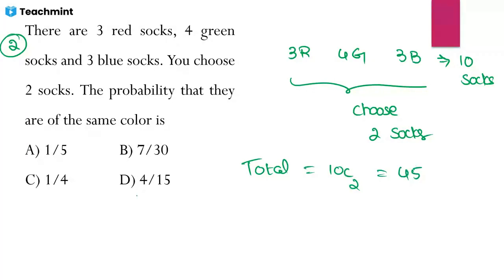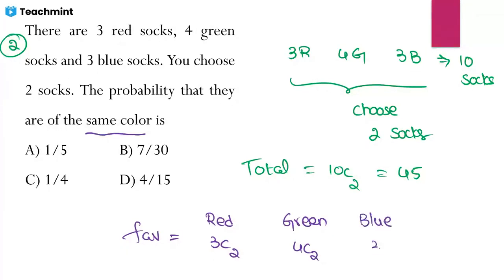Total is 45. What is favorable now? Favorable, they have given same color required. Now, we need to choose two, but same color required. You can choose from red, so 3C2. You can choose from green, 4C2. You can choose from blue, 3C2. So favorable, if you add, we get 12. 3 plus 6 plus 3, 12. Now probability is favorable out of total.